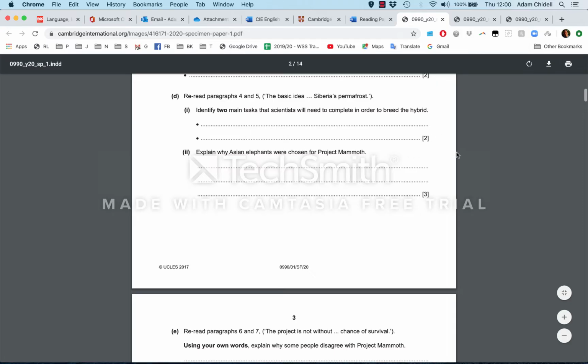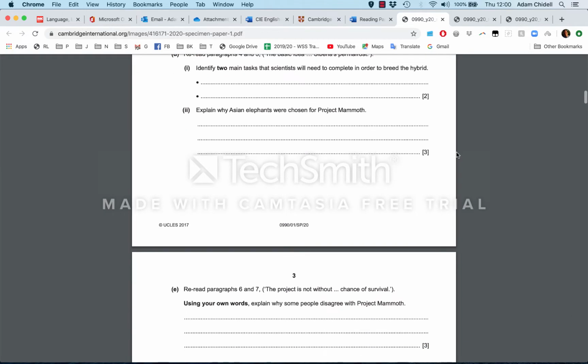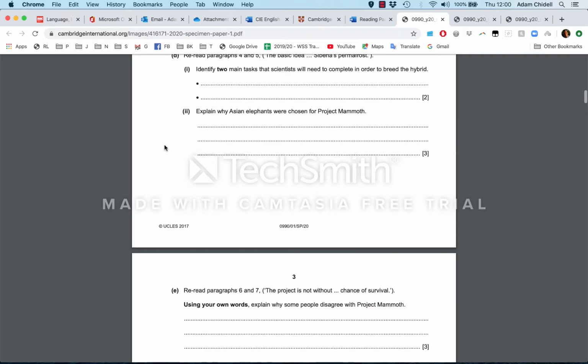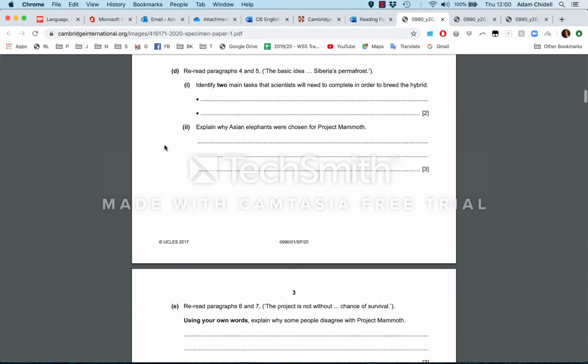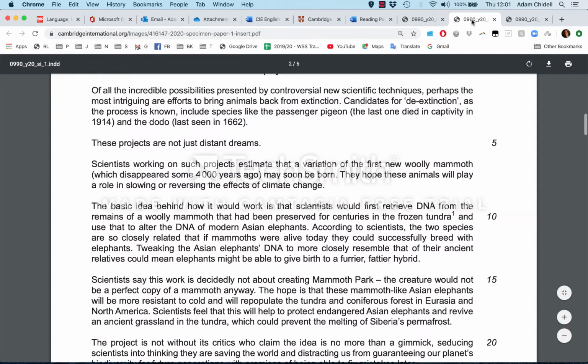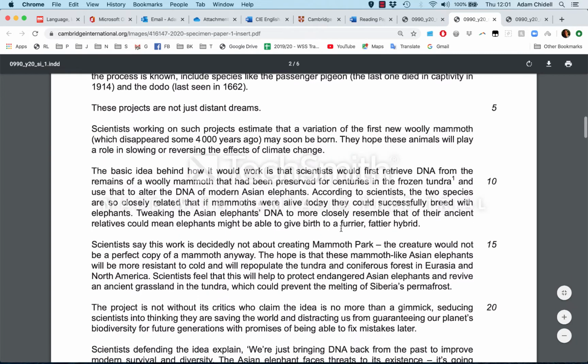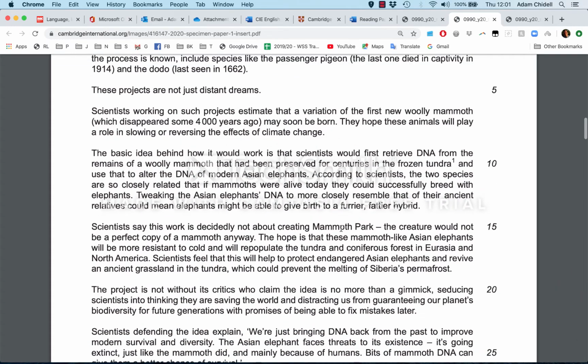Now, the next one is perhaps a little bit trickier because they are asking you to explain. So this time you do need to reword things and put them into your own words. You'll notice that there are 3 marks available, and obviously that means they are asking you to find 3 different reasons why Asian elephants were chosen for Project Mammoth. So we would keep reading all of these, and I'm not actually going to read through it. I will just show you where the answers lie.